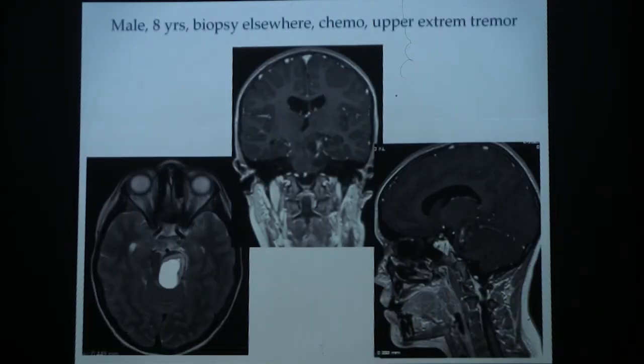Okay, so let's make it a little interactive now. This is a young boy of 8 years. He had biopsy elsewhere. I'm not going to tell you what that was. He's got tremor of his right hand.